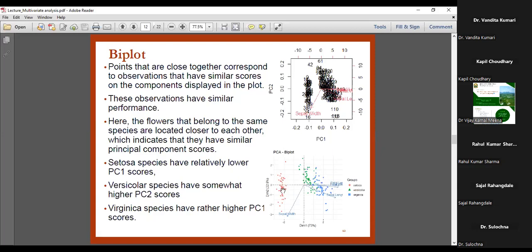That means they have similar principal scores. And the principal score of the Setosa species is very low. Principal component 1 is very low for the Setosa species. For versicolor, it is somewhat higher, and PC2 is also somewhat higher for versicolor. Similarly, for virginica, the PC1 score is relatively higher.